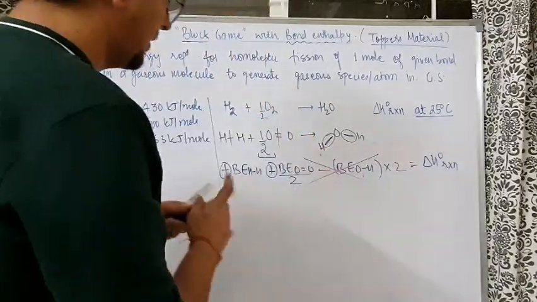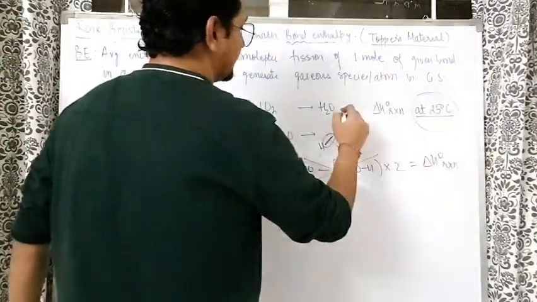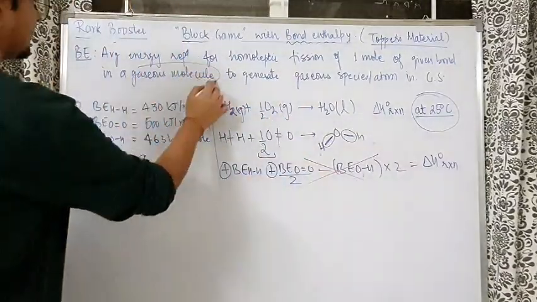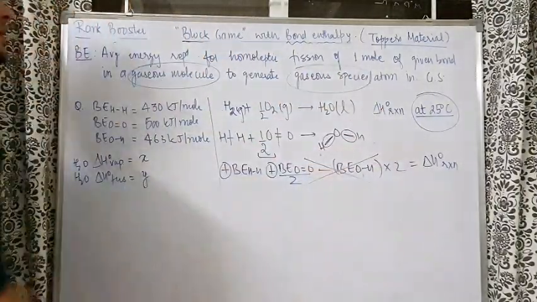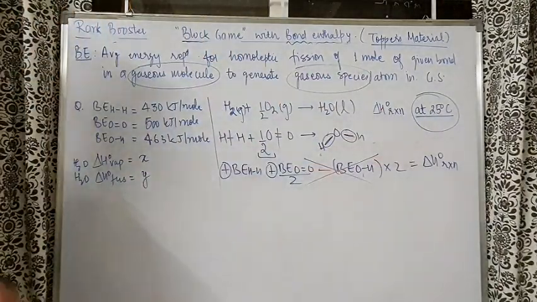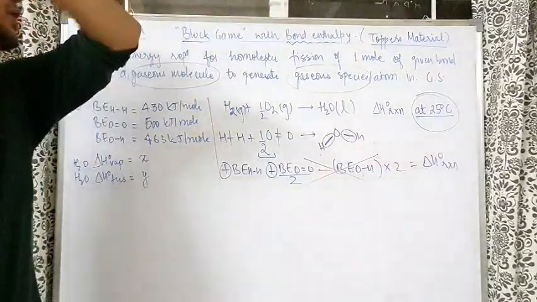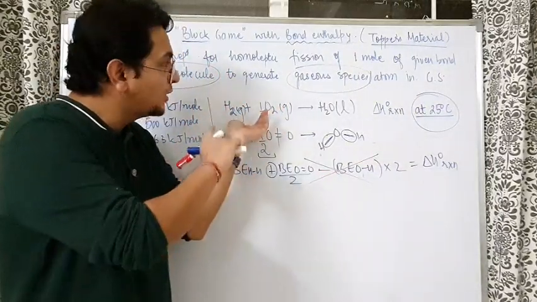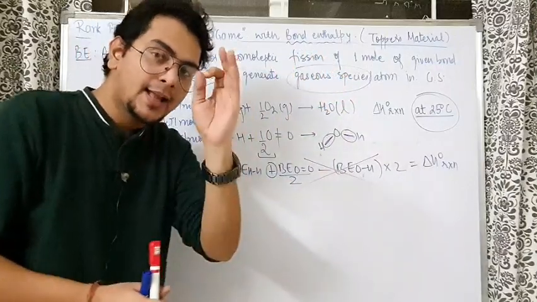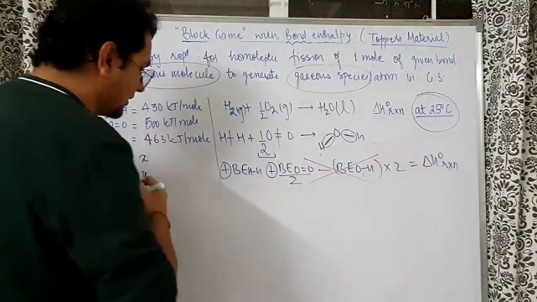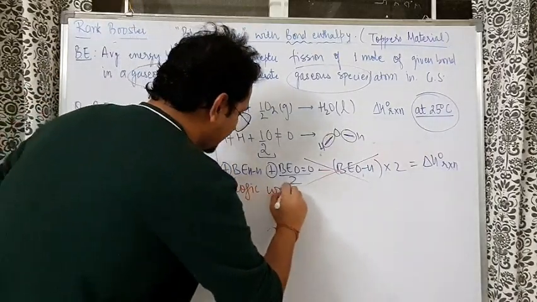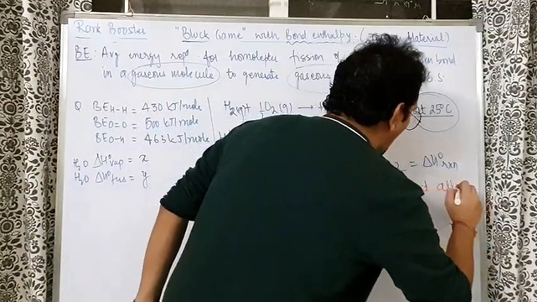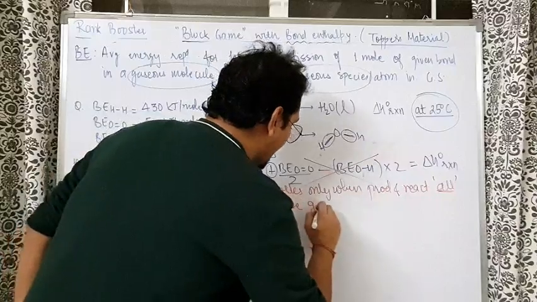What does it mean? At 25 degrees Celsius, water is a liquid, H2 is a gas, O2 is a gas, and as per the definition, bond enthalpy is the average energy required for homolytic fission of one mole of a given bond of a gaseous molecule into gaseous species in ground state. That means this logic works only when product and reactant all are gaseous.